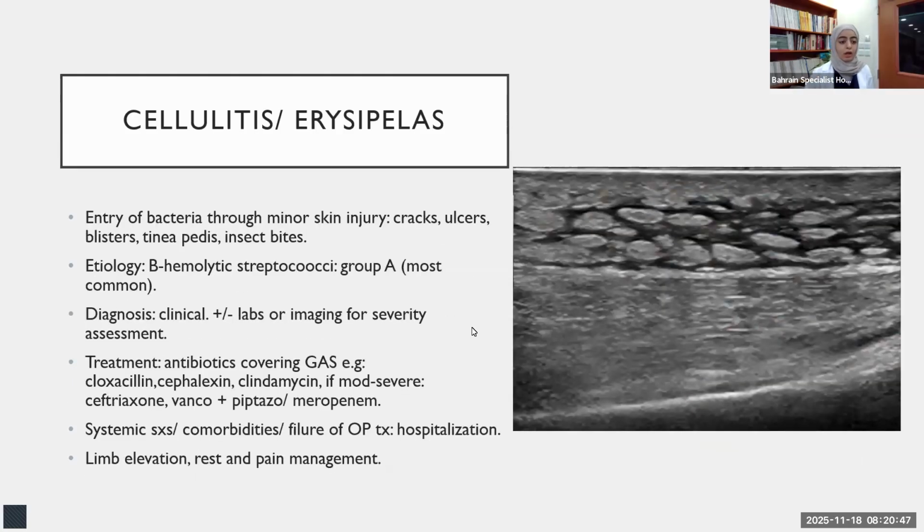joint pain. The etiology for the cellulitis or erysipelas is similar, which is entry of the bacteria through minor skin injury like cracks, ulcers, blisters. Even in some patients, tinea pedis could serve as an entry point, or even insect bites. The most common cause is beta hemolytic streptococcus group A, which is S. pyogenes. The diagnosis is mainly clinical, plus minus the labs or the imaging for the severity assessment, or if you are suspecting other things.